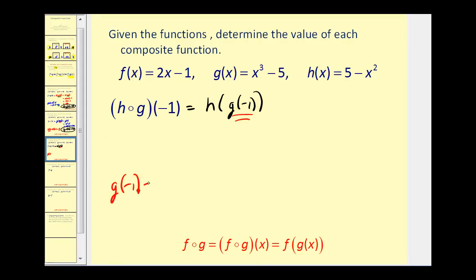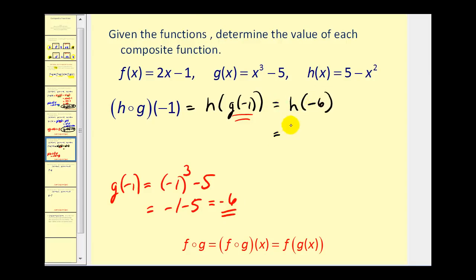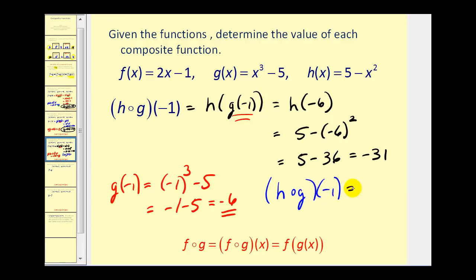G of -1, well, g of x is equal to x cubed minus 5, so we have -1 cubed minus 5. Well, this will be -1 minus 5, or -6. So g of -1 is equal to -6, so now we can rewrite this as h of -6. So now we replace x with -6 in h, so we'll have 5 minus -6 squared. Watching our signs here, we're going to have 5 minus a positive 36, which is equal to -31. So h of g of -1 is equal to -31.